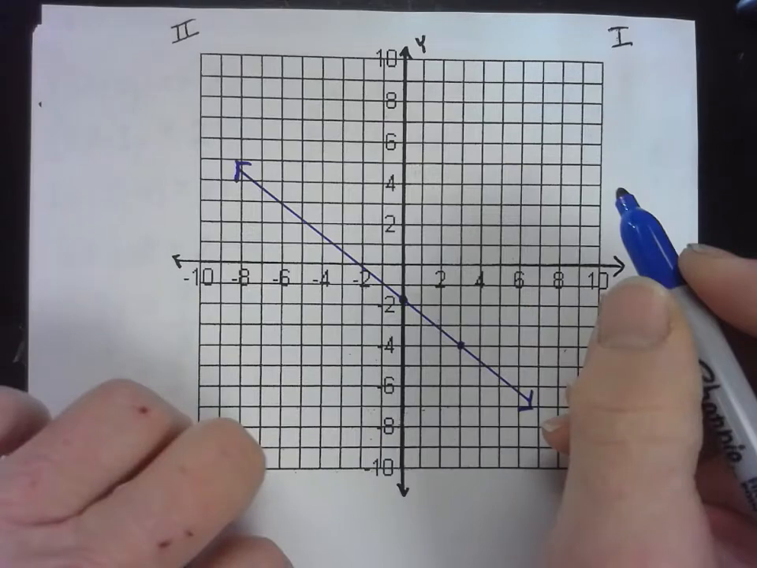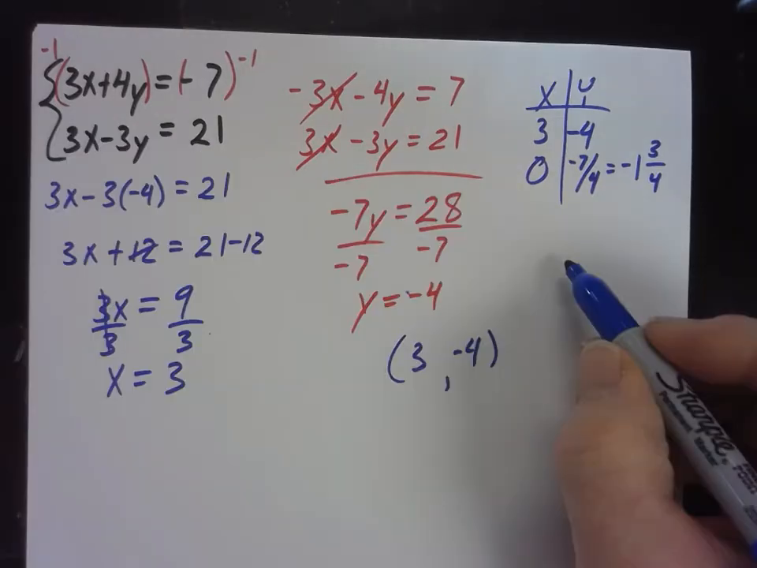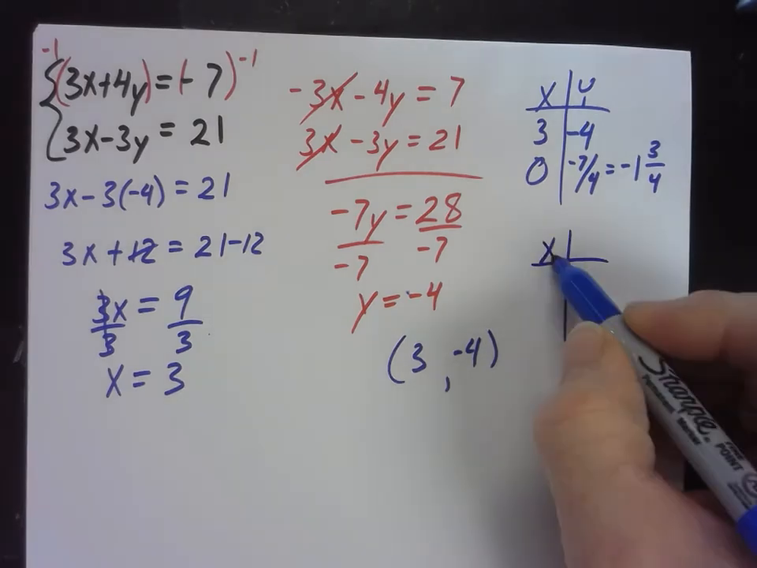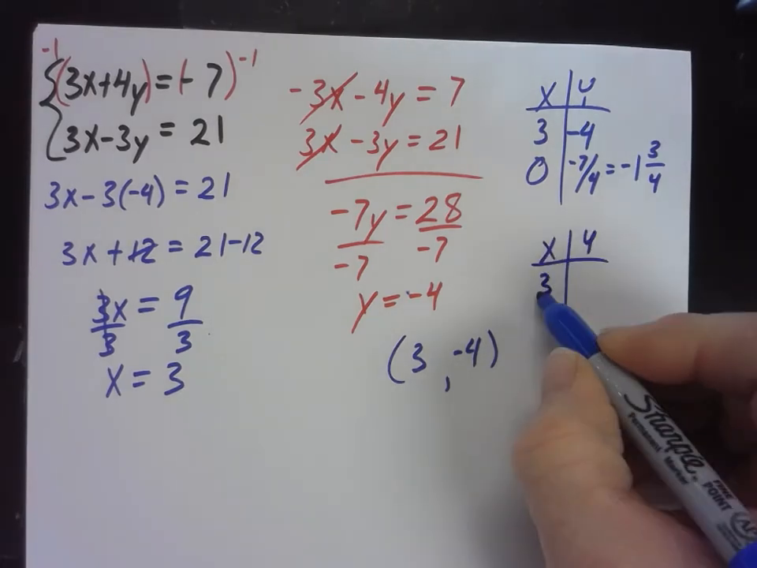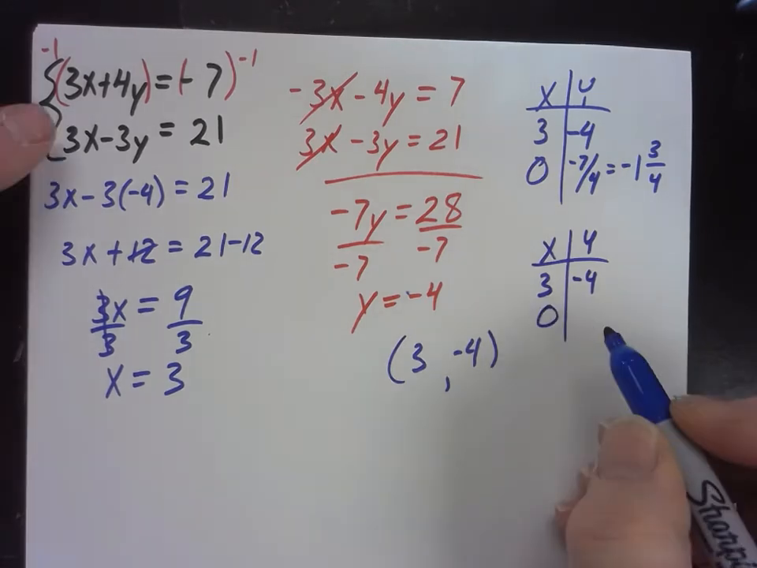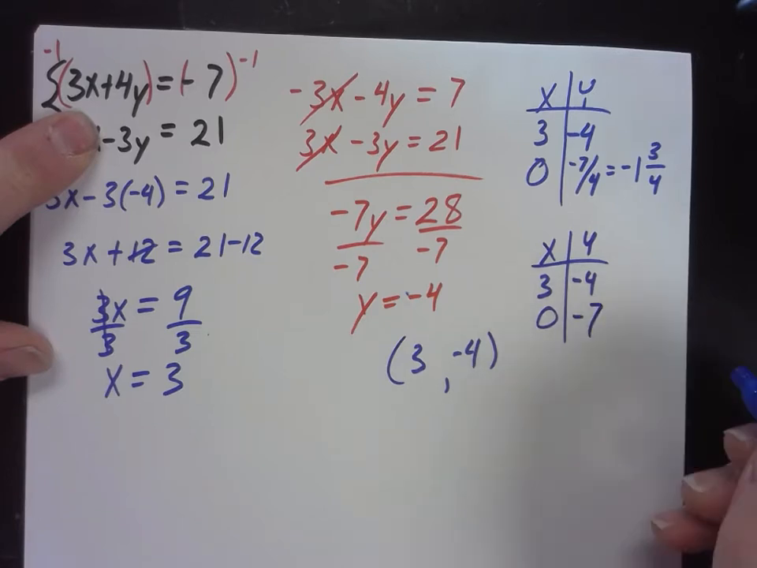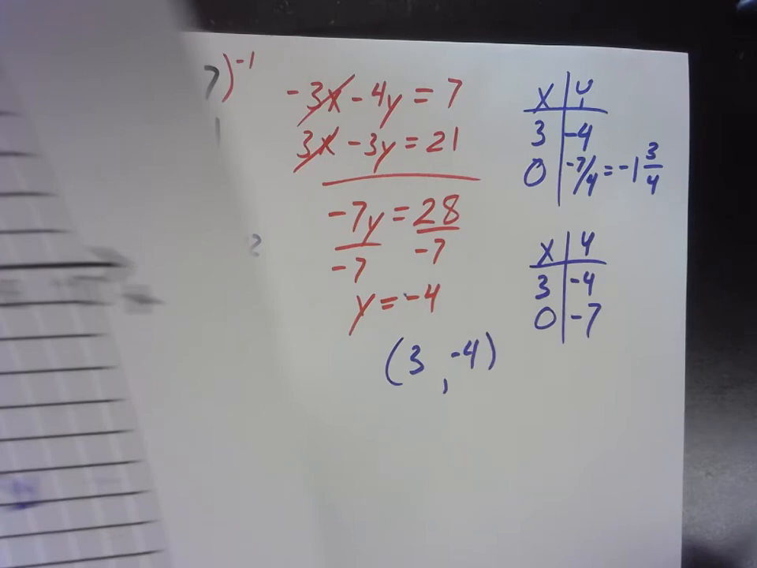Okay? And then on the other one, the bottom equation, we already know if we put in 3, we get -4. And then if we put 0 in for x, looks like this one's a little better. Y would be -7. You guys agree? So 0, -7. 0, -7 right there.